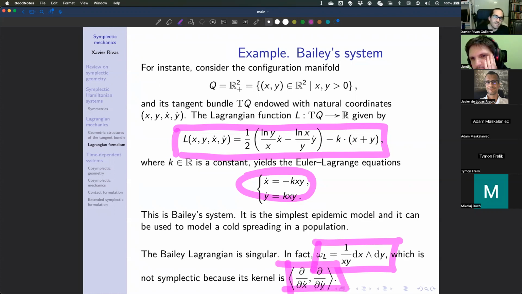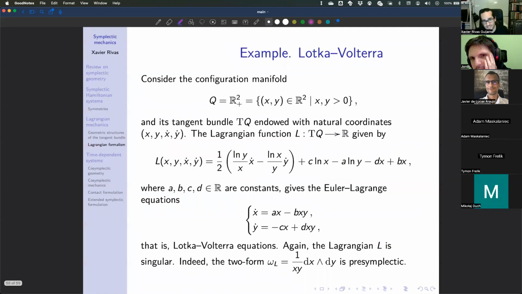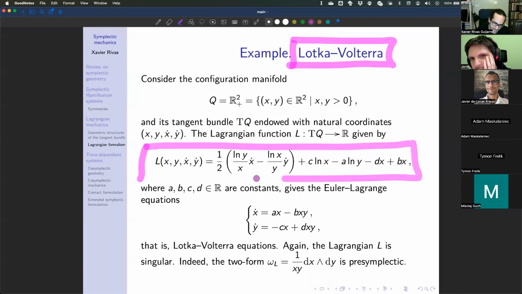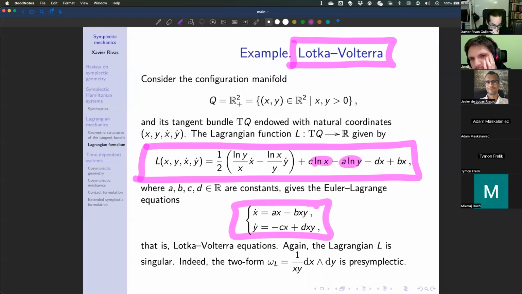And you can ask, what is this system? This is an epidemic model, but there are other very well known systems. For example, Lotka-Volterra: it's even weirder, this Lagrangian here with all these logarithms, and it gives you these equations which are first order. These kinds of things you cannot do with Hamiltonian mechanics. So on the Lagrangian side, I think you have very interesting things.